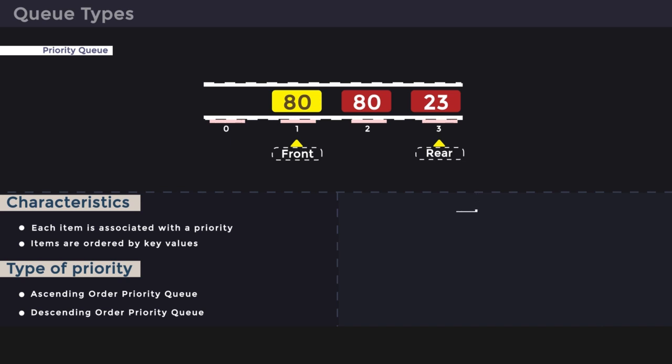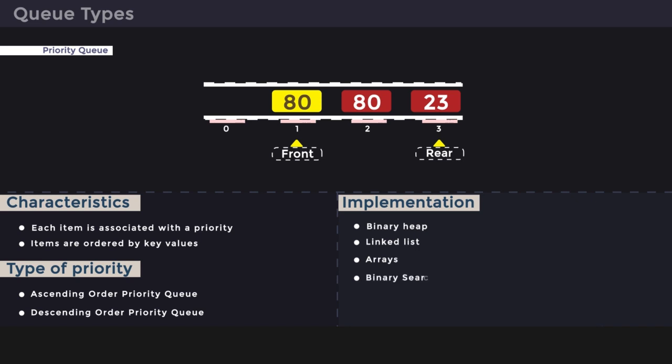You can implement priority queue in one of the following ways: binary heap, linked list, arrays, and binary search trees. Binary heap is preferred since it is the most efficient way to implement priority queue.